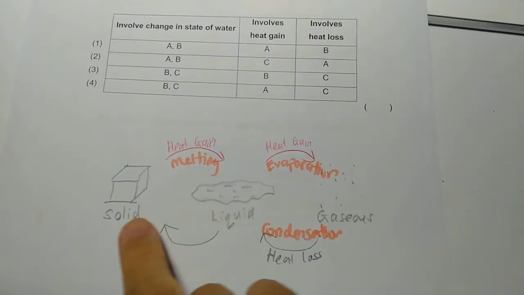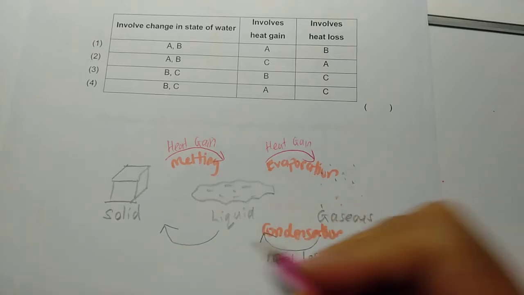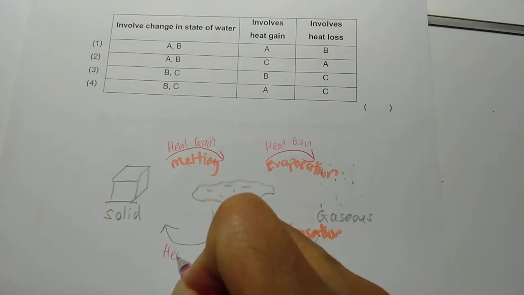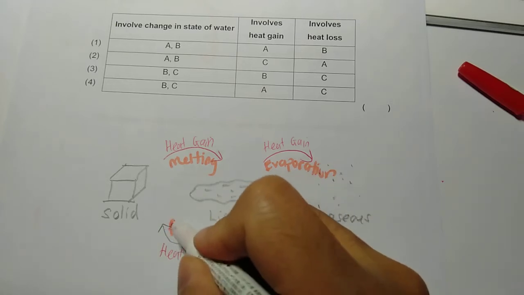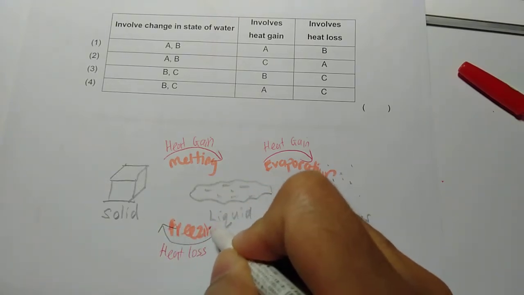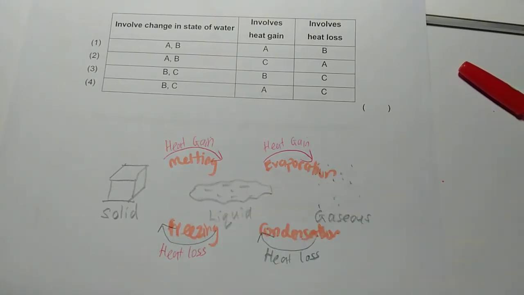And how can liquid become a solid? Like we put liquid in your ice cube tray and put it inside your refrigerator, because you want the ice cube to lose heat. There will be heat loss here. And this process is known as freezing. So this is a quick recap on these different processes and the change in state.